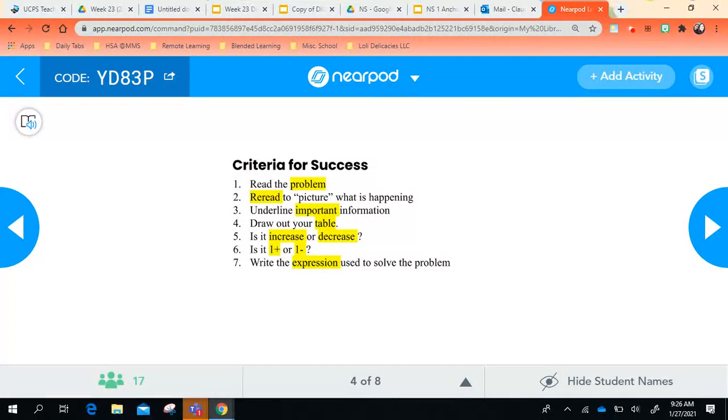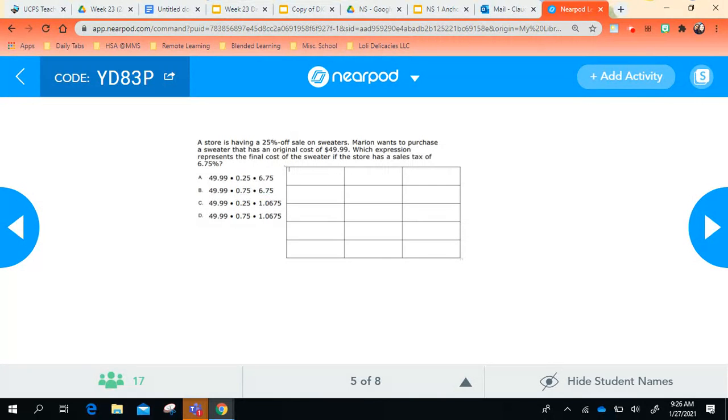Step 4, draw out your table. Step 5, is it an increase or a decrease problem? Step 6, is it 1 plus or 1 minus? Step 7, write the expression used to solve the problem. Let's go ahead and look at our first problem.